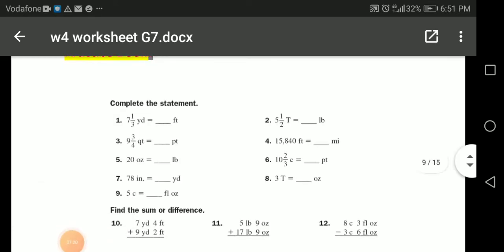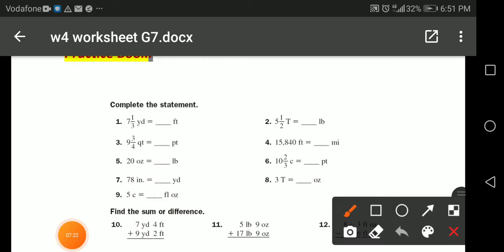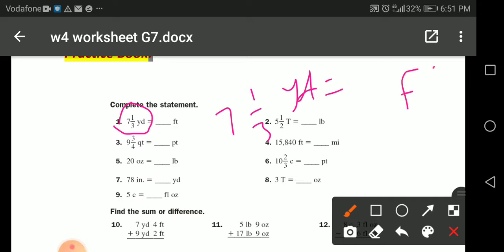Here he asks me to complete the sentence. Remember, if I have here 7/3 yards, I want to convert it into how many feet? What should I do? I know that the yard has how many feet? 3, right? So I'm going to multiply 7/3 by 3. So it will be what?